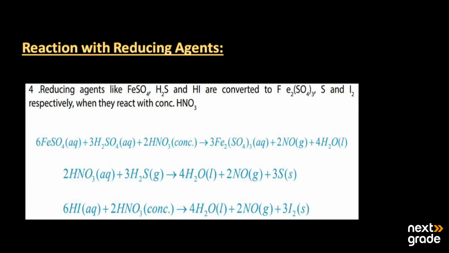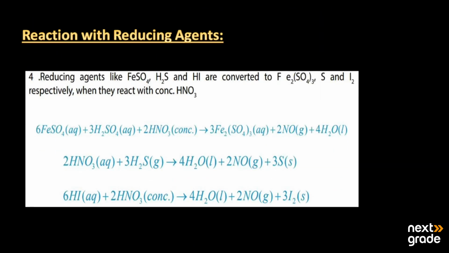And then we have its reaction with different reducing agents. The reducing agents here are iron sulfate, hydrogen sulfide, and hydrogen iodide. They are simply converted into ferric sulfate, sulfur and iodine respectively when they react with concentrated nitric acid. So here we are going to take the acid in the concentrated form.